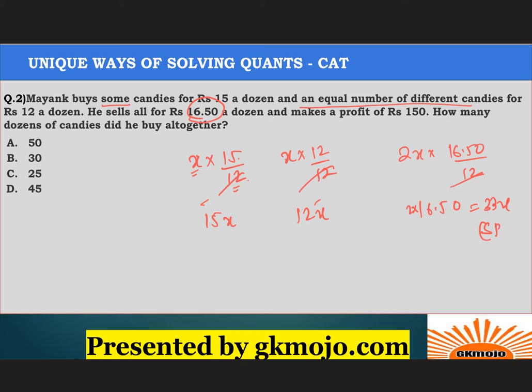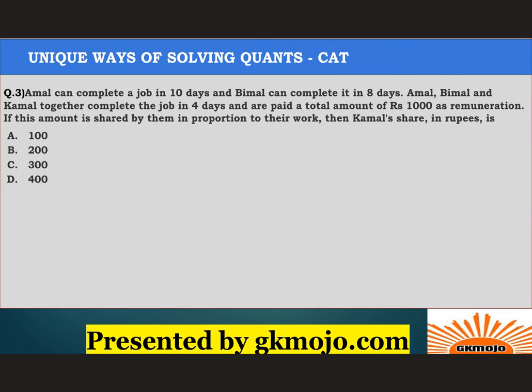This is his selling price, and this together is his cost price. What is selling price minus cost price? It's profit. So 33X minus 27X is 6X, and the 6X has been given as 150. X equals 25, and 25 is your correct answer. How many dozens of candies did he buy altogether? 25 dozens of candy he bought altogether. That is the correct answer. Good question, and a very attemptable question also.